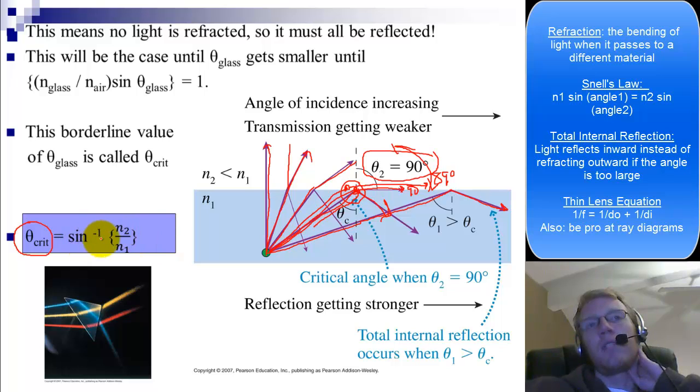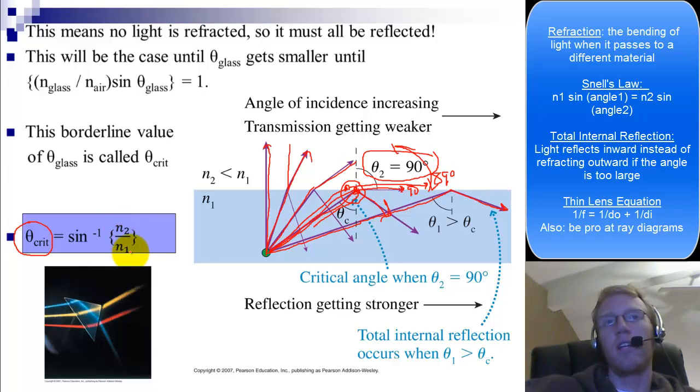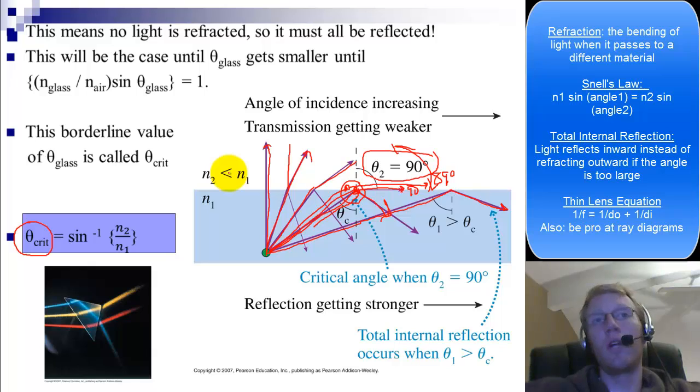So sine inverse of n2 over n1 is only impossible if n2 is bigger than n1, right? So you're only going to have a critical angle when you're going from a high index of material into a lower index material. So if you were going from a lower index material into a higher index material, then there would be no critical angle. It can always get out.